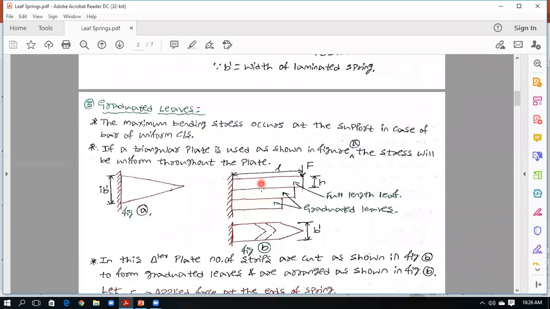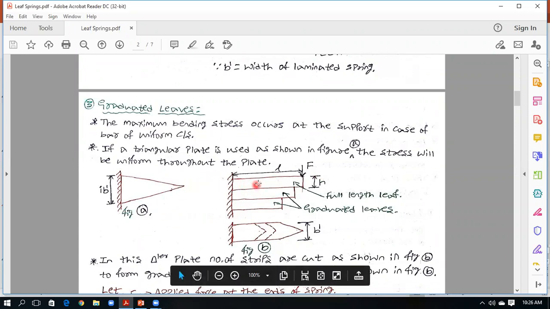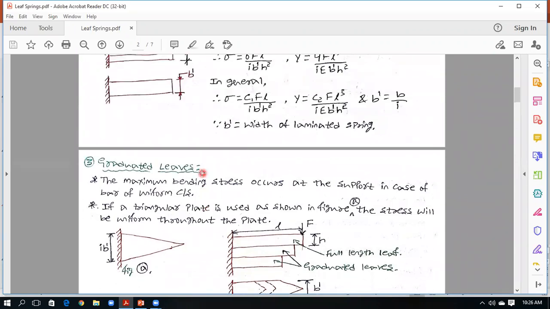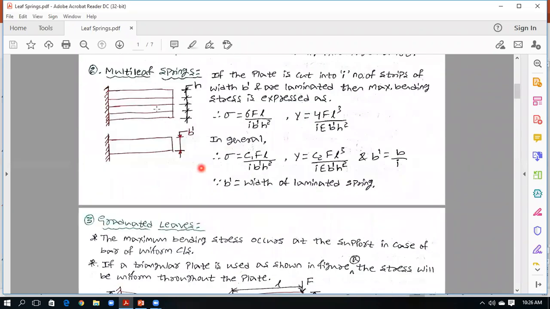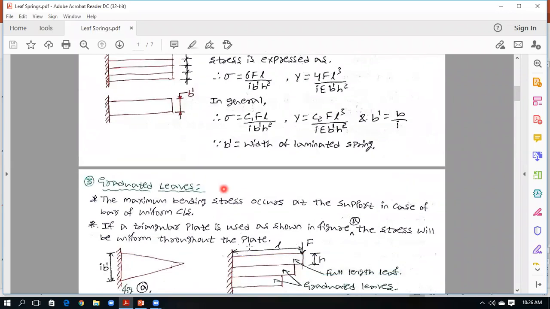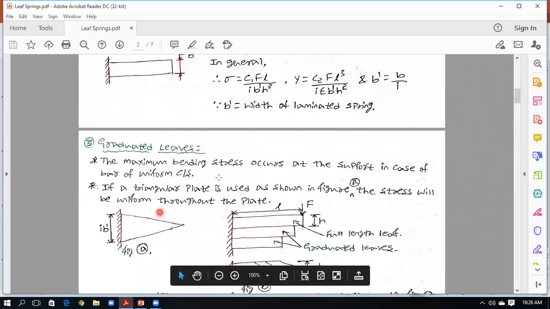This will be implemented. This is called a multiple leaf spring, where they will be using graduated leaves, whereas in this case all the cross sections were the same. In this, it is having multiple leaves, but they are graduated. Here you can see that it will look like a triangle, meaning whatever the stress distribution is, it will be uniform throughout the spring.